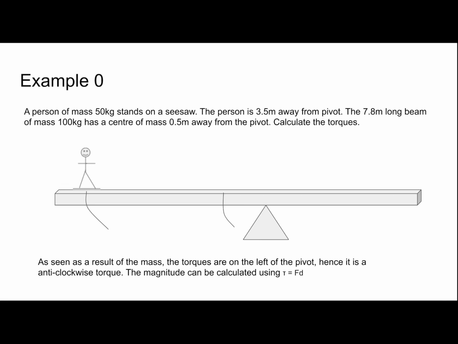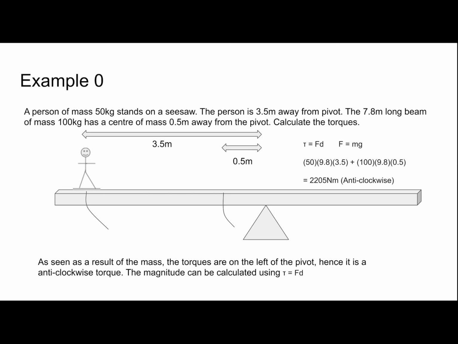Alright, so in order to answer this question, we need both a direction and a magnitude. To calculate the magnitude, we just need to use our formula, which is torque equals force times distance. So we just add the distances here, 0.5 meters and 3.5 meters. Force refers to the weight force of the object, torque is what we're trying to find, and the distance is the horizontal distance the person is away from the pivot point.